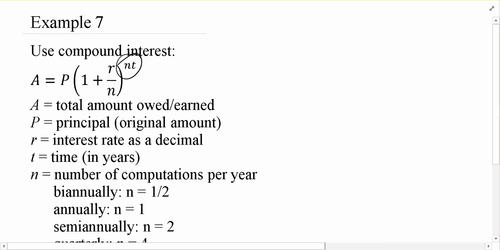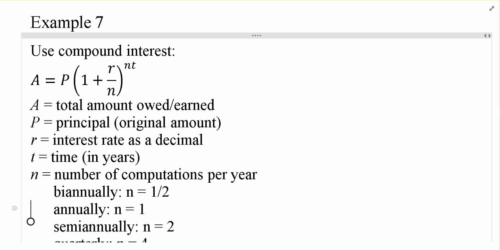Now the nt in the exponent, n is the number of computations per year, t is the number of years. If I multiply those two things together, that's the number of computations I have. So if I take the number of years that my money sits there collecting interest times the number of computations per year, that exponent is the total number of computations. So this is a formula you should be familiar with, and you should probably memorize it. A equals P times parentheses 1 plus r over n, to the nt.